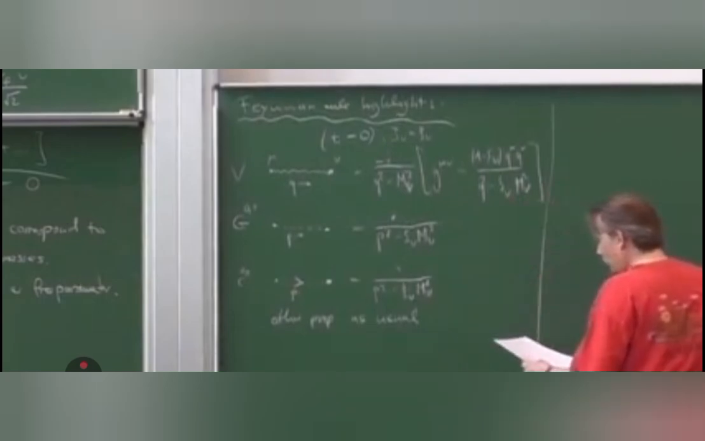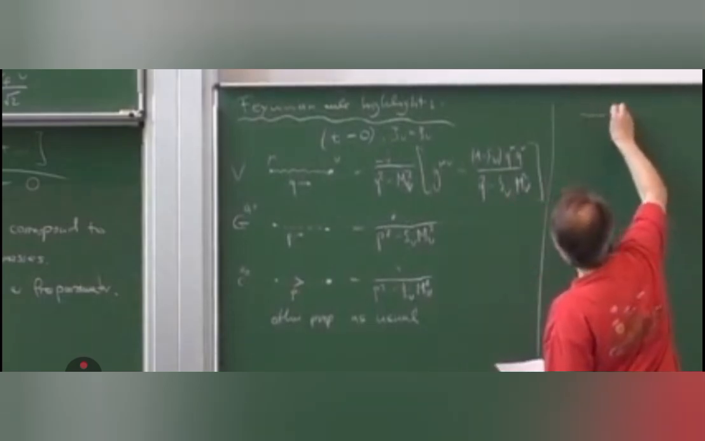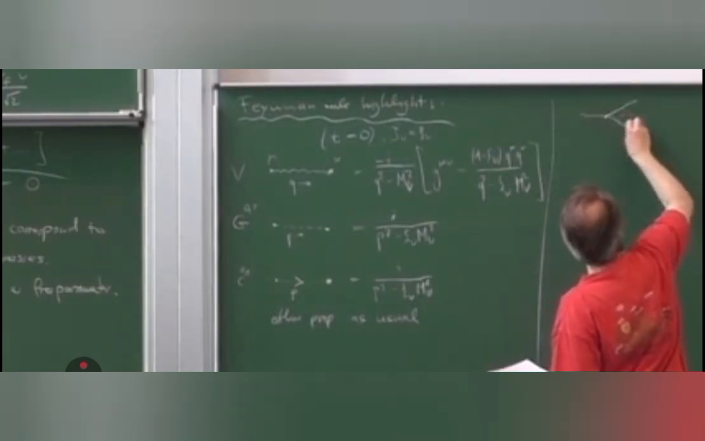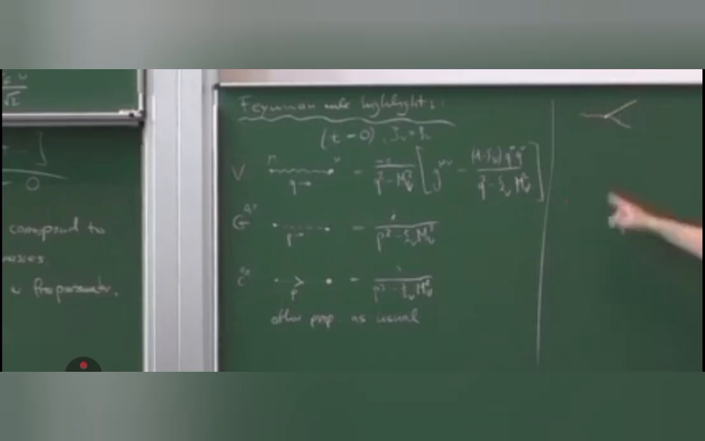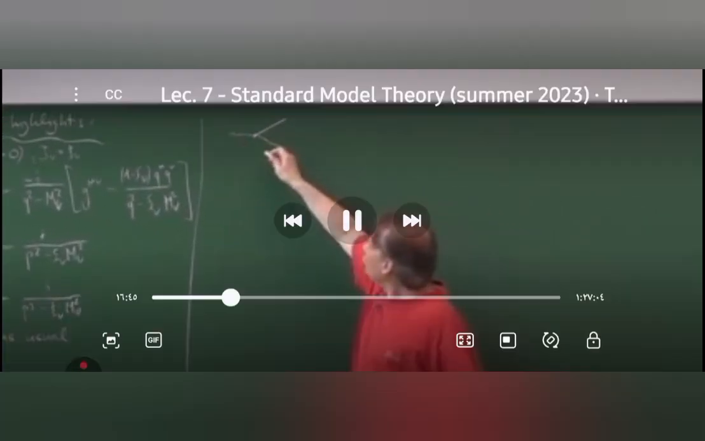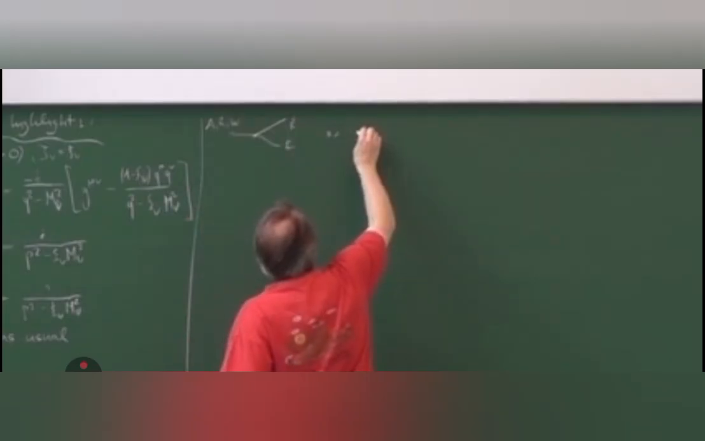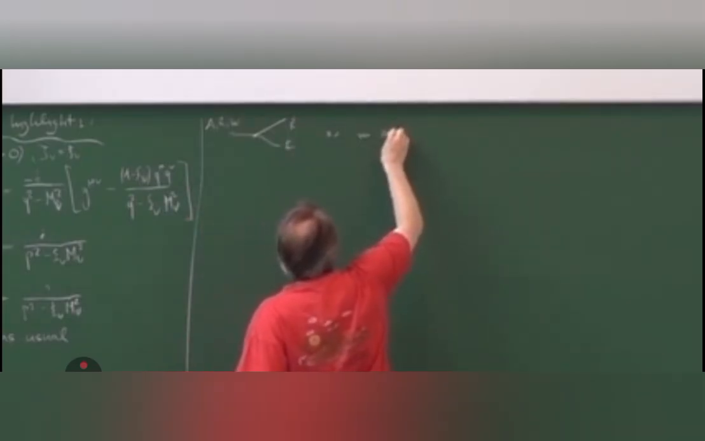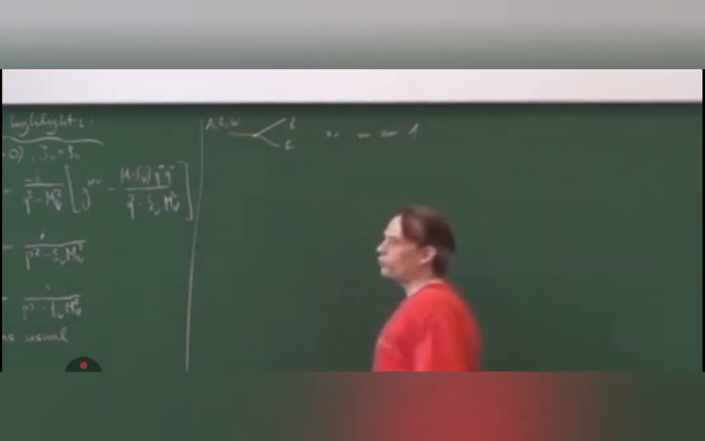Then let me give some important interactions. There are the interactions between gauge bosons and the fermions. So here photon, Z or W, and here some fermions, and they are as given in section 1, where we specified them completely.